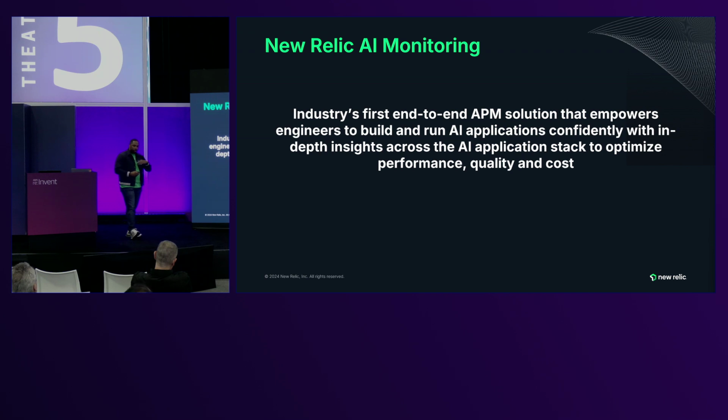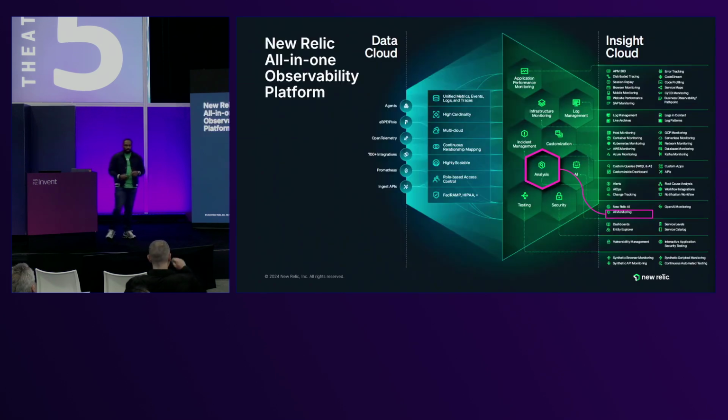All right, so at New Relic, we were the first in the industry to introduce end-to-end APM for AI applications, right? So thinking about how can we empower engineers to build and run AI apps confidently by giving you, one, a complete view of your entire tech stack, but with an additional context of the way that your AI applications are performing, the way that your vector databases are performing, giving you the insight that you need to start to make decisions around how do you manage performance versus cost.